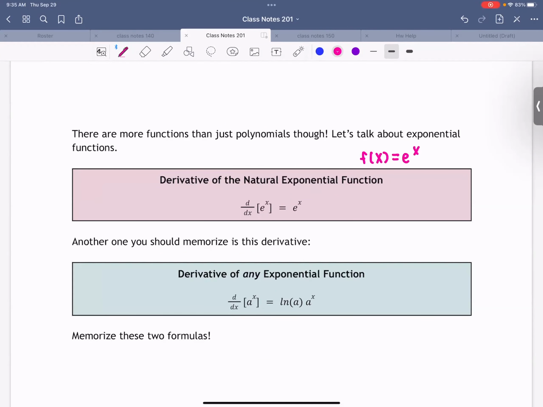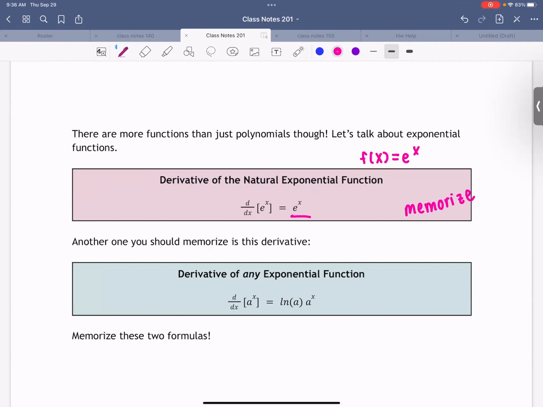There is a proof for this derivative, but I honestly don't really want to go through that proof. It's very long. So I'm just going to give you what this derivative is. Okay, if I take the derivative of e to the x, it's just e to the x. Okay, so the derivative of e to the x is itself. You do have to know this, memorize.